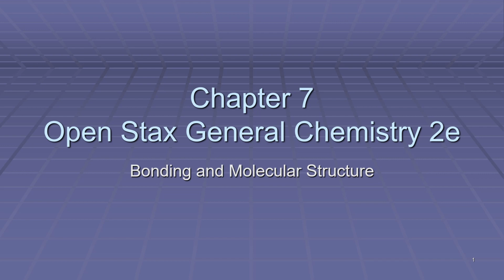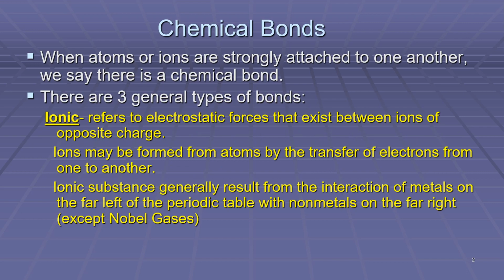Okay, now we're going to get into Chapter 7, which has everything to do with bonding and molecular structure. Get to build some molecules now. Okay, so when atoms or ions are strongly attracted to each other, we call that a bond, a chemical bond.